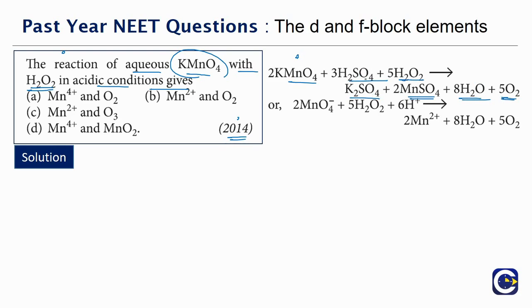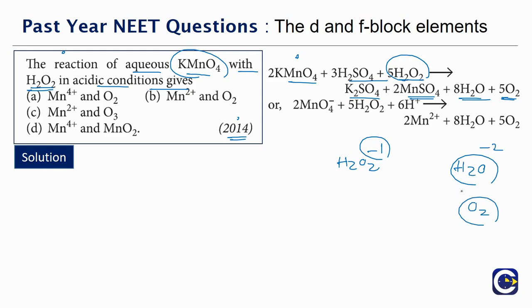Meaning what we are able to see is that H2O2 is undergoing oxidation. In peroxide, the oxidation state of oxygen is what? -1. Whereas in H2O, what is the oxidation state of oxygen? -2. In O2, what is the oxidation state of oxygen? 0. So it is undergoing a change from -1 to 0, meaning an increase in the oxidation state of oxygen. So we will say this reaction is an example of the oxidation of H2O2 by KMnO4.